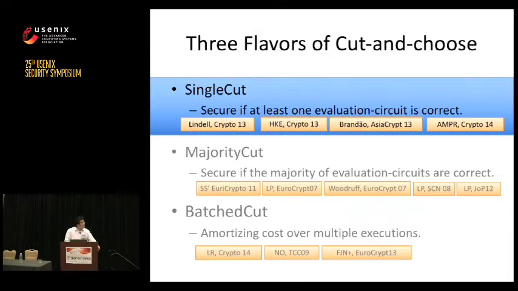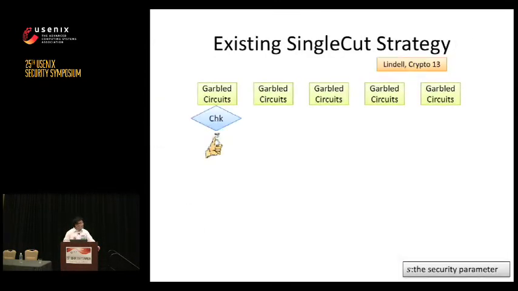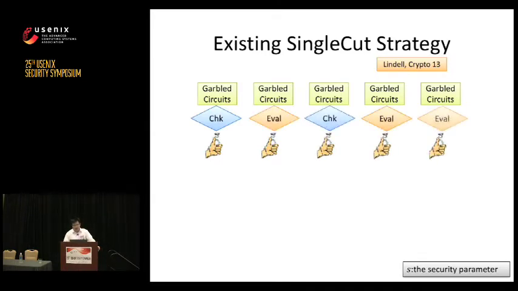In this talk, we focus on the simplest protocol, SingleCut, to demonstrate our idea on improving the state-of-the-art cut-and-choose protocol. The existing SingleCut protocol, suggested by Lindell in his paper at Crypto 13, advises the circuit evaluator to toss a fair coin for each garbled circuit to decide whether to check it or evaluate it.